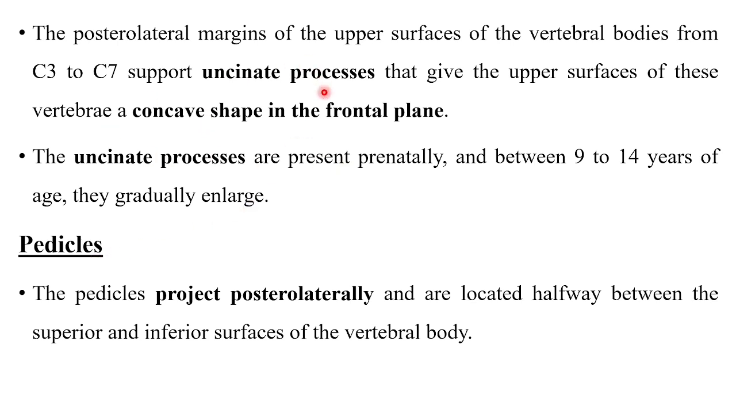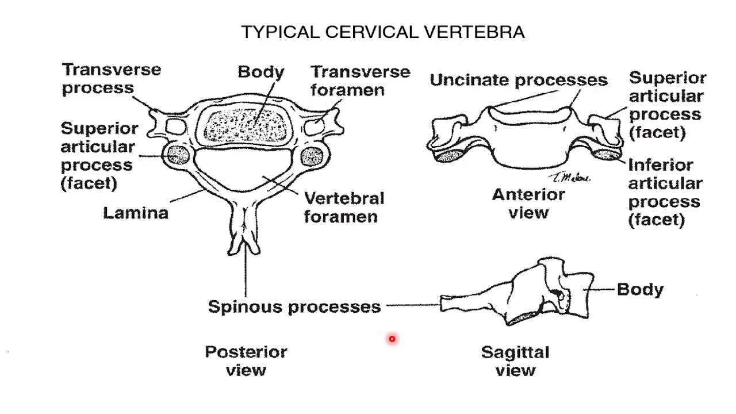So these are the features of the body of the lower cervical vertebra, that is C3 to C7. Next is about the pedicles of lower cervical vertebrae. The pedicles project posterolaterally and are located halfway between the superior and inferior surface of the vertebral body.